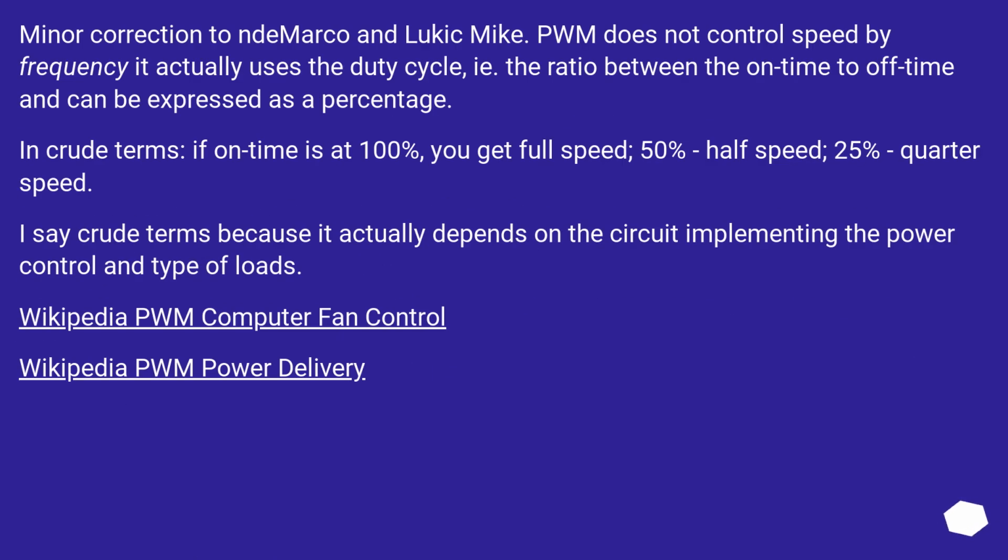Minor correction to DeMarco and Lukács, Mike. PWM does not control speed by frequency, it actually uses the duty cycle, the ratio between the on-time to off-time, and can be expressed as a percentage. In crude terms, if on-time is at 100%, you get full speed, 50%, half speed, 25%, quarter speed. I say crude terms because it actually depends on the circuit implementing the power control and type of loads.